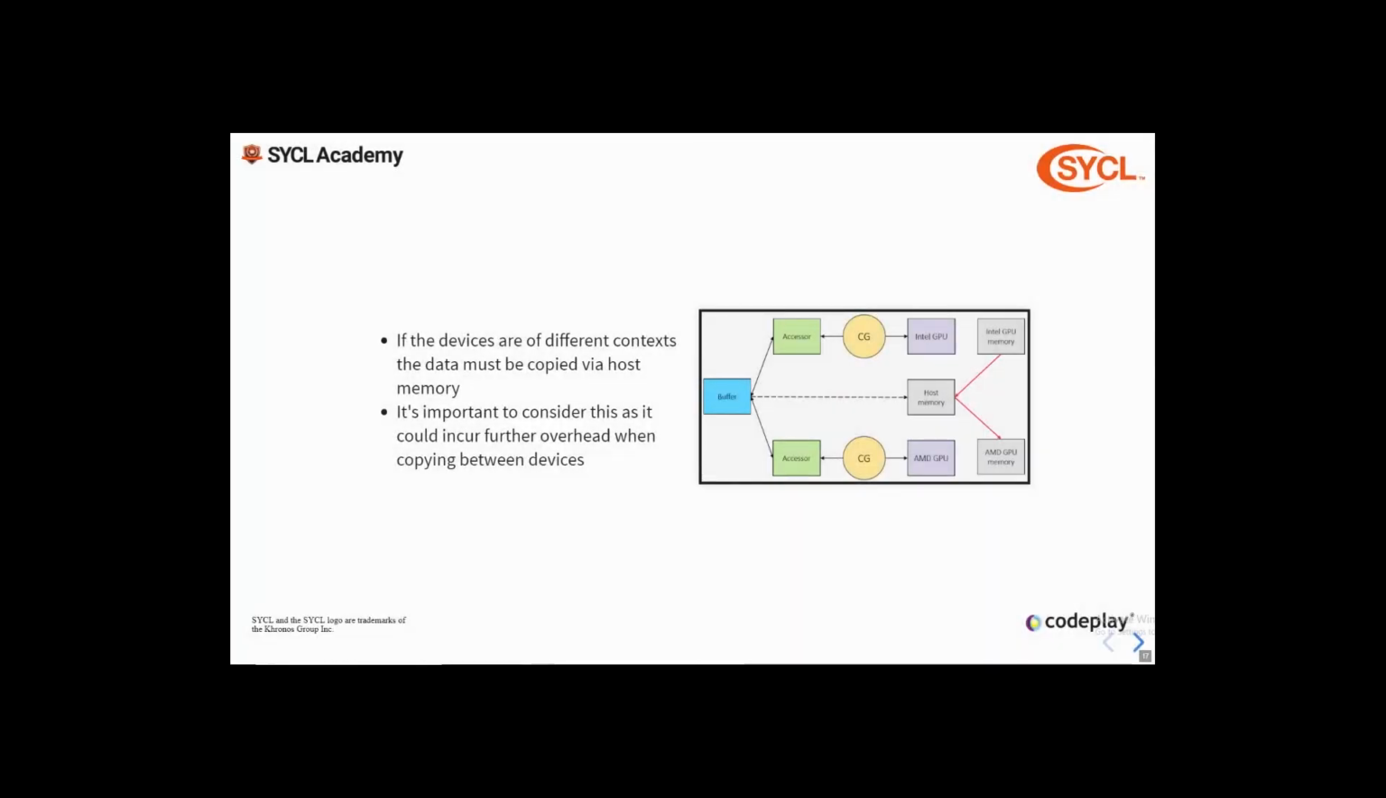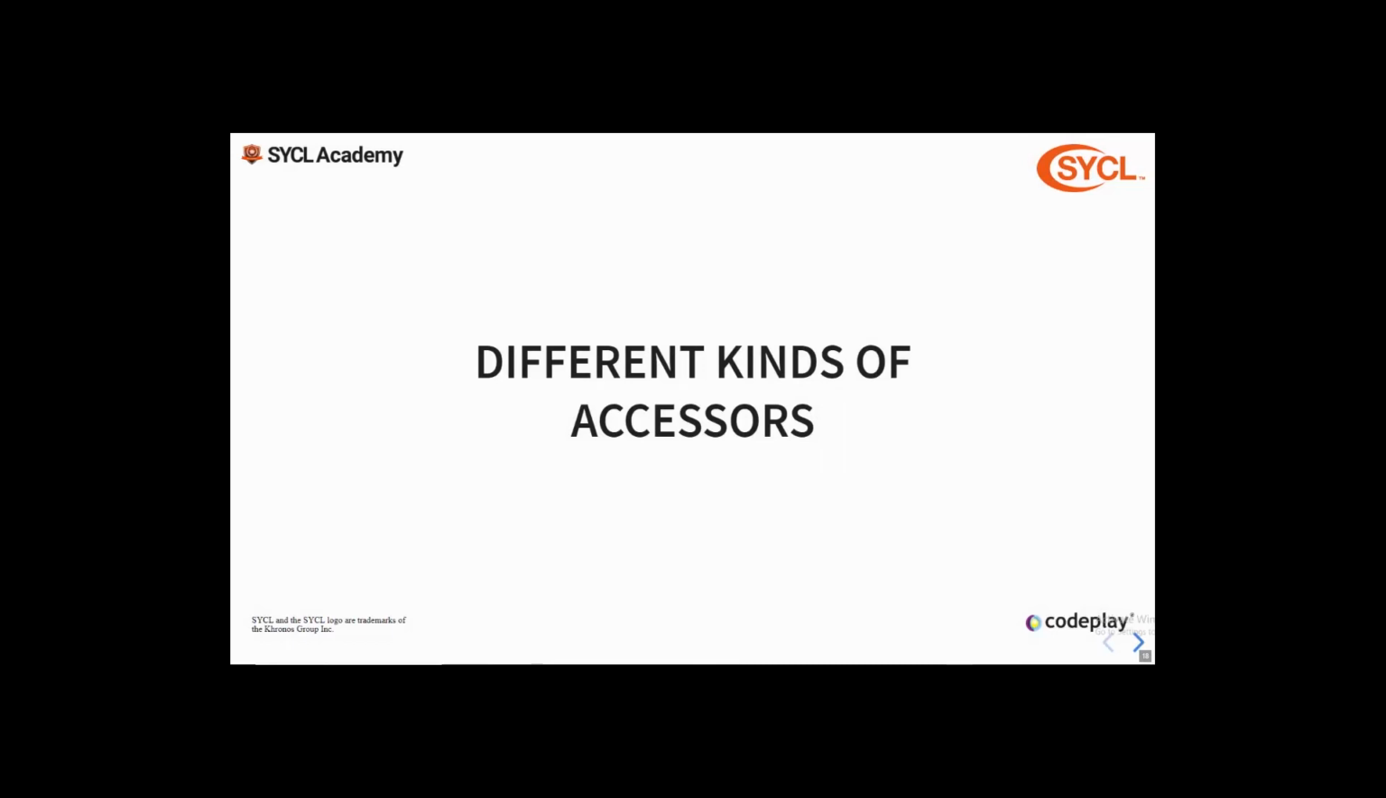However, if the devices are from different contexts, then the data will be copied via the host application. It's important to consider this as it could incur further overhead when copying between devices. Now we're going to take a look at the different kinds of accessors and how to use them.